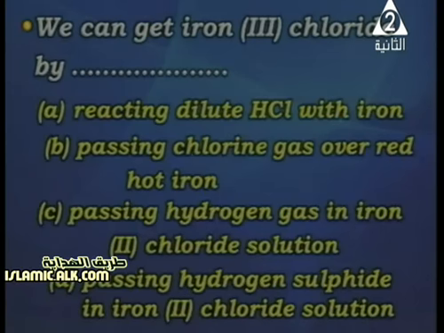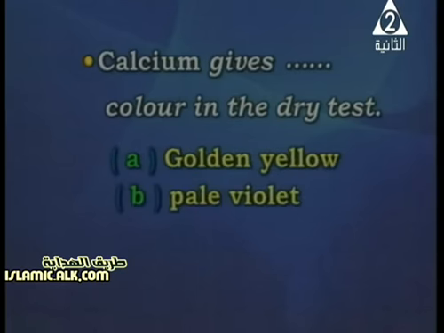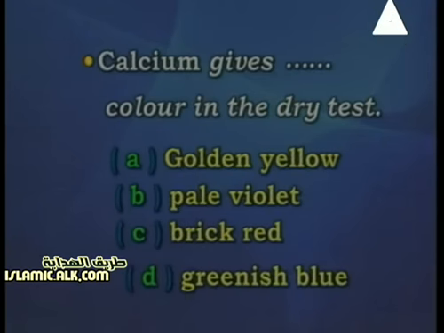Next point, we can get iron 3 chloride by what? Reacting dilute hydrochloric acid with iron, or passing chlorine gas over red hot iron, or passing hydrogen gas in iron 2 chloride solution, or passing hydrogen sulfide in iron 2 chloride solution. Yes, if you think about it, it will be passing chlorine gas over red hot iron. Next point, calcium gives what color in the dry test? Is it golden yellow, pale violet, brick red, or greenish blue? If you think about it, yes, it will be brick red.